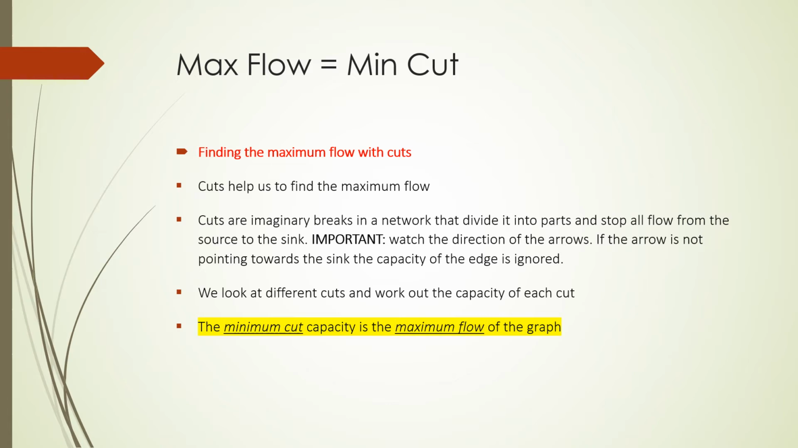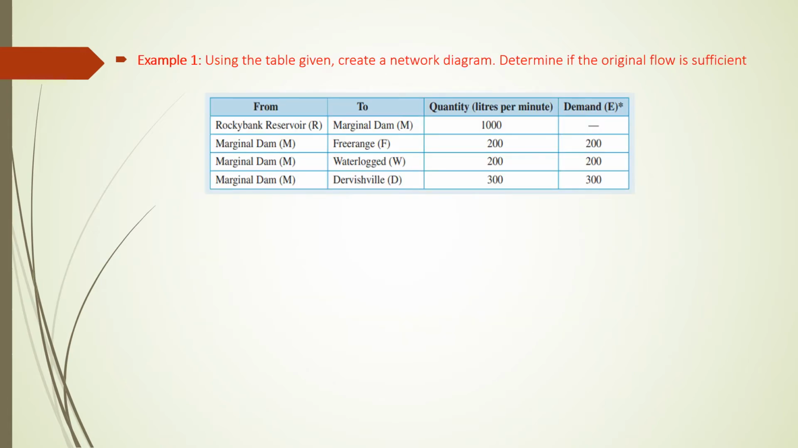But like with most things in this topic, I think this is best done with a couple of examples. All right, so here we have a table. We're going to create a network diagram and we're going to determine if the original flow is sufficient. So basically, if the flow that we're getting in is enough to meet the demands of these towns. So what we need to do is first set up our network diagram.